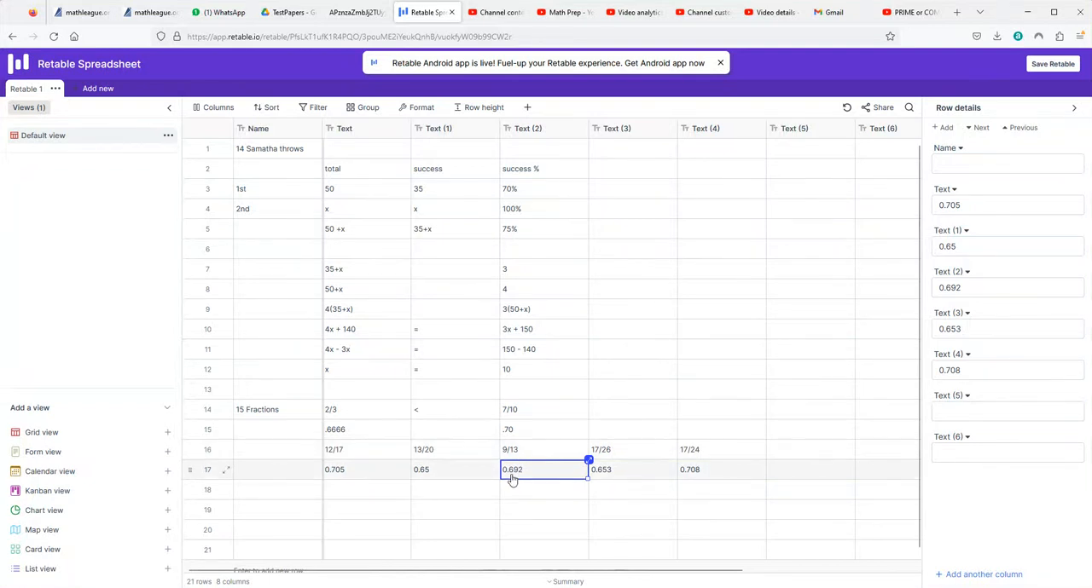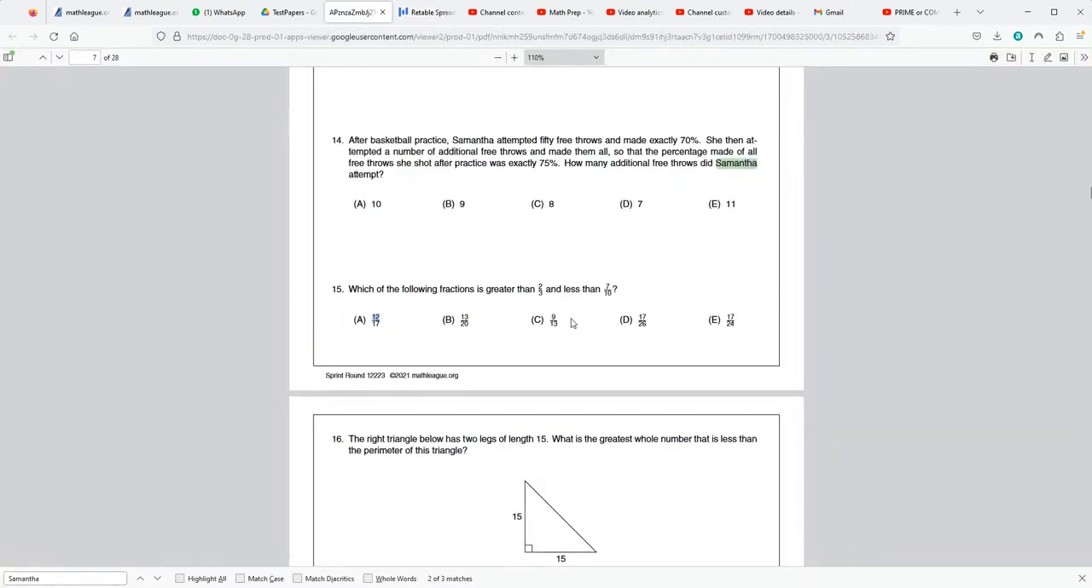9 by 13 is 0.692. Check if this falls between our fractions. Yes, this is greater than 2 by 3 and this is smaller than 7 by 10. So this falls in our expected range. If you look at the next two, 0.653 does not fall, it's less than 2 by 3. 0.708 is greater than 7 by 10. So our answer is 0.692, which is 9 over 13.